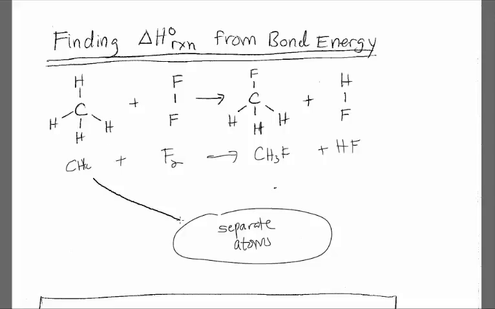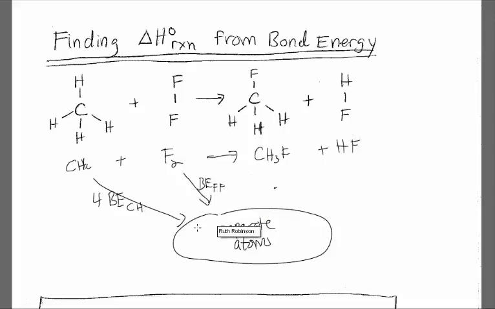So the energy of going from this reactant, methane, to separate atoms is 4 times the bond energy of a CH bond. And when we go from fluorine to separate atoms, we have 1 FF bond, so that's the bond energy of a fluorine-fluorine bond. So bond energy, as you may recall, is the energy it takes to break a bond.